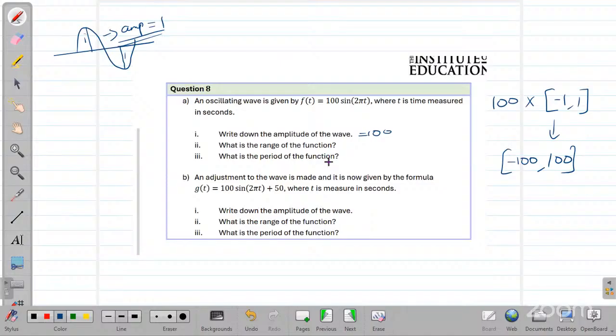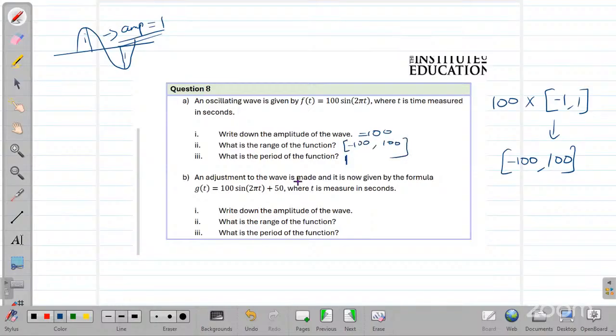What about the period? Sin x period is 2 pi. So here we have multiplied by 2 pi. So 2 pi divided by 2 pi, t is the period of the function. Or we can say t is equal to 1. So period of the function is 1. Okay. So this is -100 to 100.